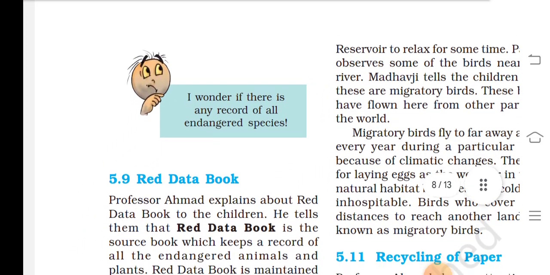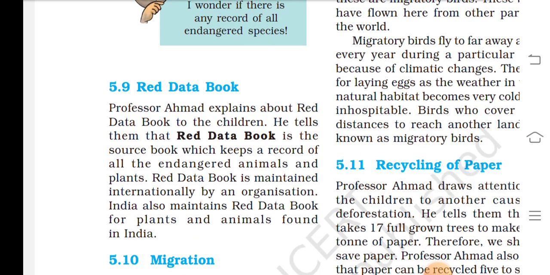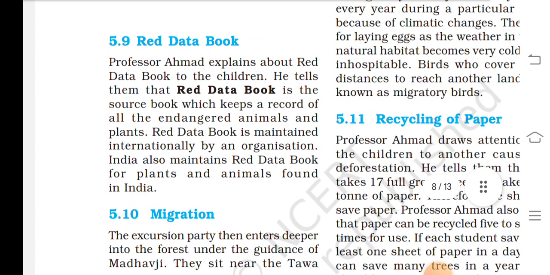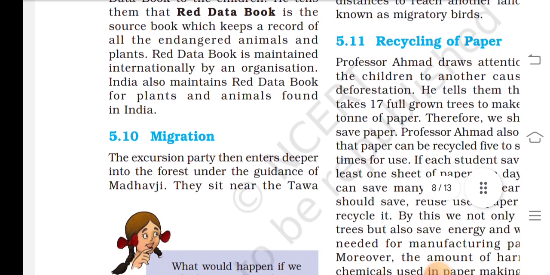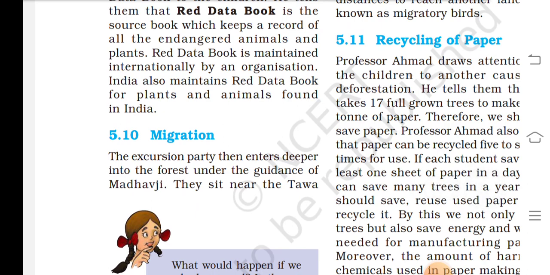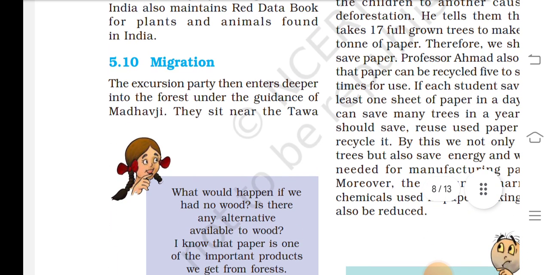Paheli wonders if there is any record of all endangered species. Red Data Book. Professor Ahmed explained about the Red Data Book to the children. He tells them the Red Data Book is a source book which keeps a record of all the endangered animals and plants. Red Data Book is maintained internationally by an organisation. India also maintains a Red Data Book for plants and animals found in India.